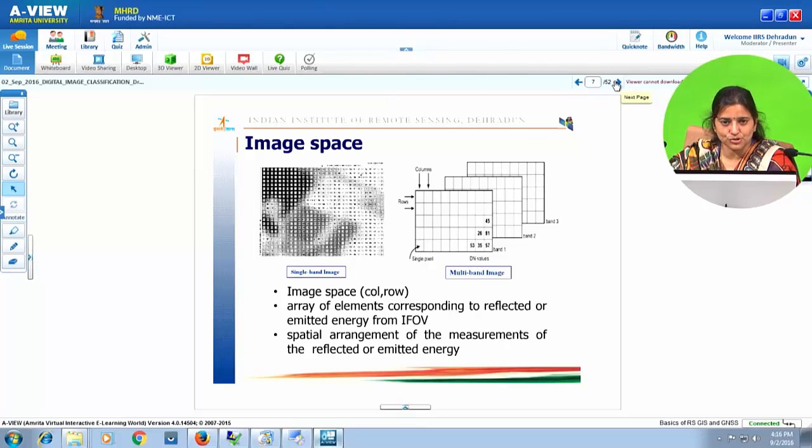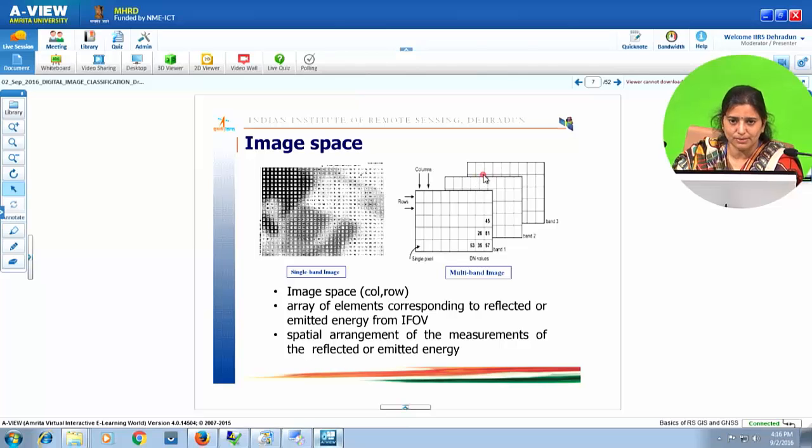Now coming to image space, we are used to looking at the image where the pixels are arranged in the form of rows and columns. You can see these pixels are arranged in rows and columns. An image is an array of elements corresponding to reflected or emitted energy from an instantaneous field of view. Or we can say it is a spatial arrangement of the measurement of reflected or emitted energy. The manner in which we are used to looking at the image is called image space.